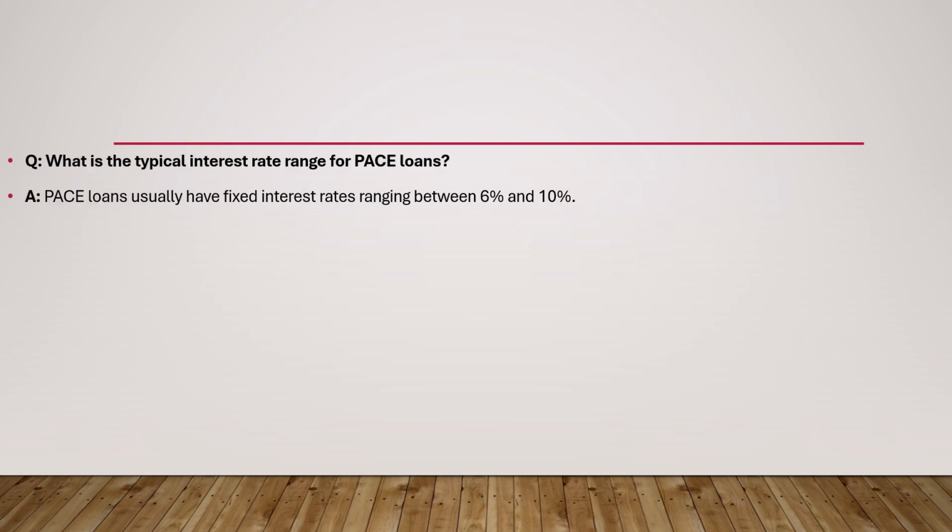What is the typical interest rate range for PACE loans? PACE loans usually have fixed interest rates ranging between 6% and 10%. Are PACE loan interest rates fixed or variable? PACE loans generally have fixed interest rates.